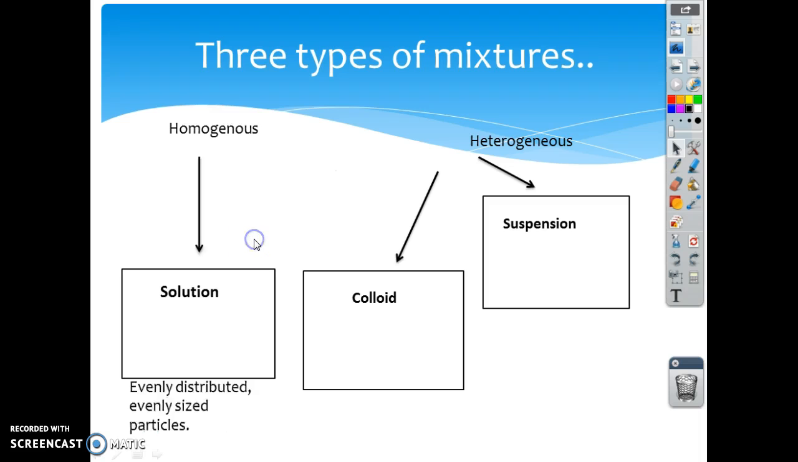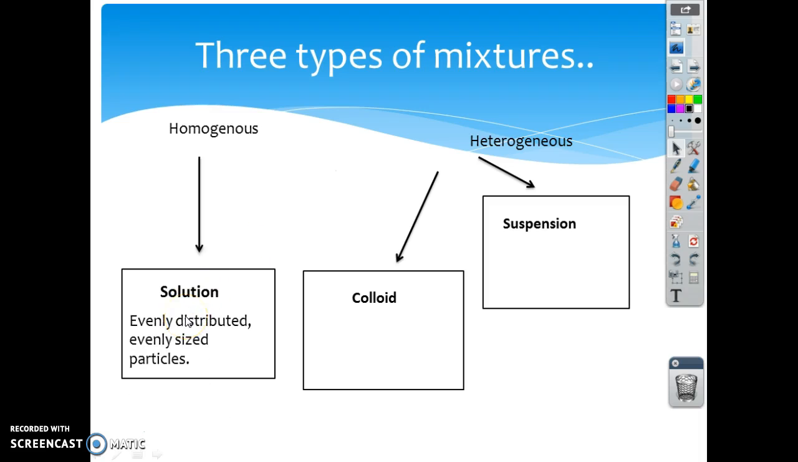If you remember, a solution is evenly distributed and has some evenly sized particles. Good examples are salt water and sweet tea. Certain parts of the water aren't going to be saltier than other parts. Certain parts of the sweet tea aren't going to be sweeter than other parts. It's evenly distributed with those evenly sized particles.